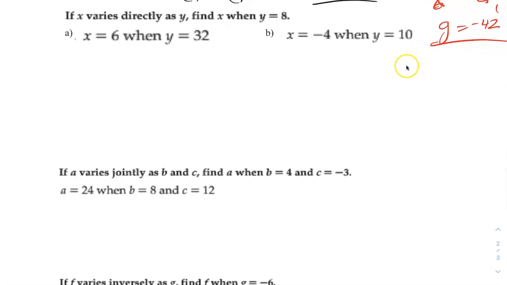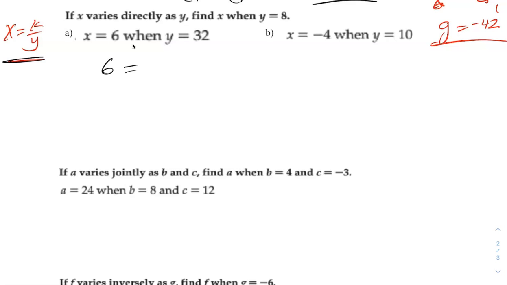Next one, if x varies directly as y, find x when y is 8. So they're telling us the equation right here. X varies directly as y. So x equals k over y. That's our equation. We want to figure out what happens when y equals 8. So we got to use this to find our k. That's all this is about. That's all it's saying. So we have our equation. Use that to find k.